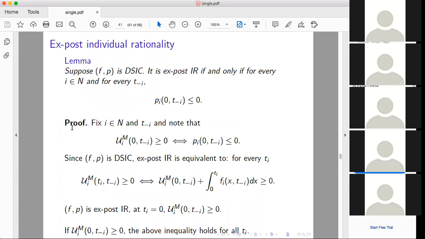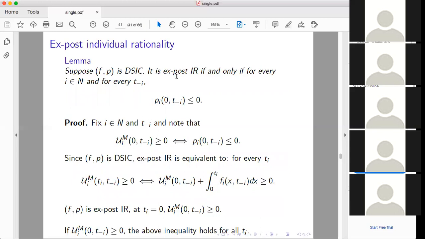So here is the characterization of ex post individual rationality. Suppose you have a DSIC mechanism. It is ex post individually rational if and only if for every i and every t minus i, pi_i(0, t_-i) is less than or equal to 0. All it requires is that the lowest type is never asked to pay. He may be compensated, but he is never asked to pay. If this condition is satisfied, then individual rationality holds at every type profile. Moreover, this condition is also necessary, and the proof is quite straightforward.